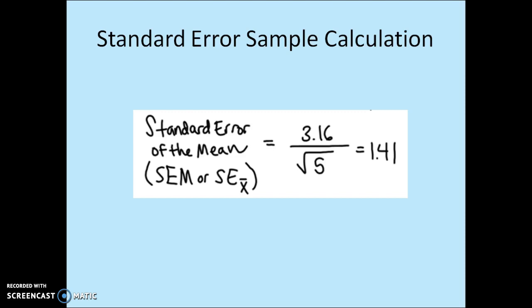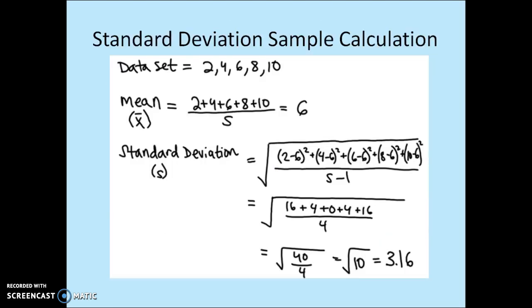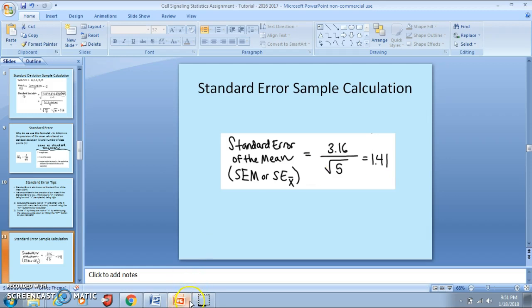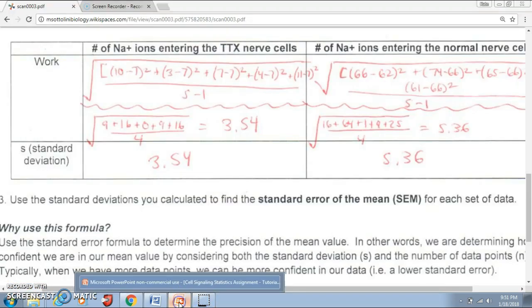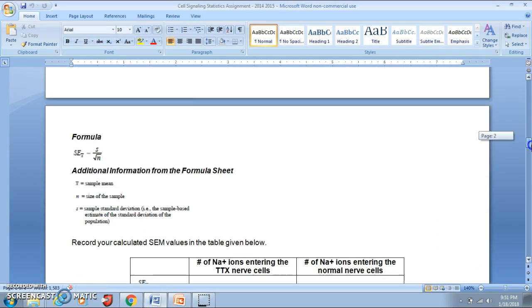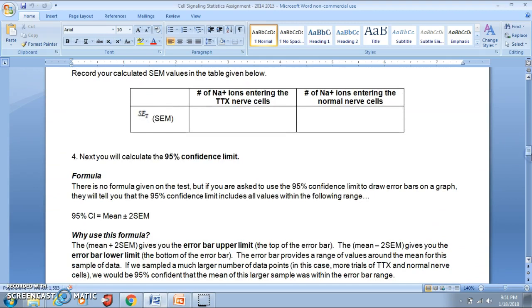So for this sample data set that we had used, 2, 4, 6, 8, and 10, remember we calculated our standard deviation was 3.16. So if I'm calculating standard error of that, I take 3.16 and divide by the square root of 5, since there were 5 data points, and that would give me 1.41 as my standard error. Okay, what I'd like you to do now is please go ahead and calculate the standard error of the mean for your TTX nerve cells and also your normal nerve cells. And go ahead and pause the video until you're done.